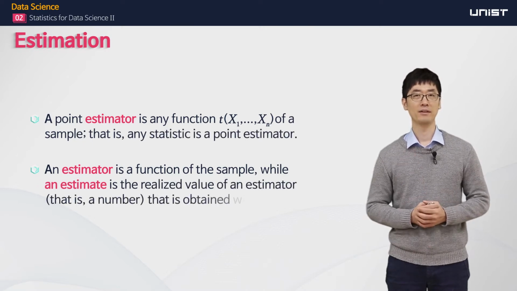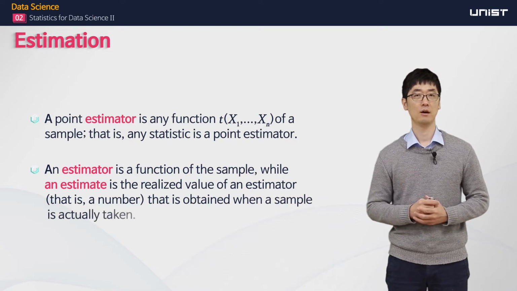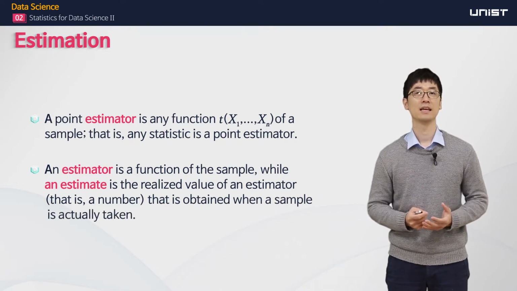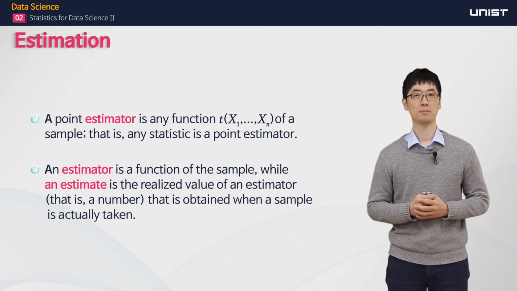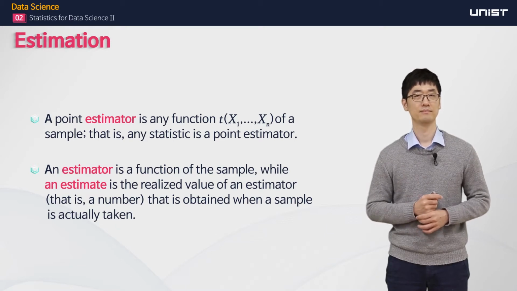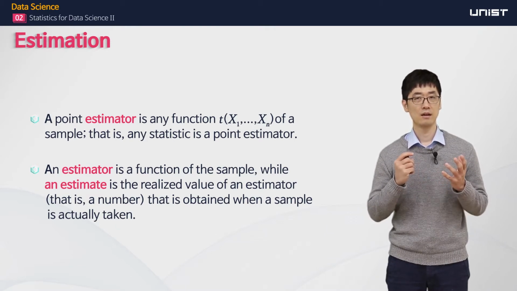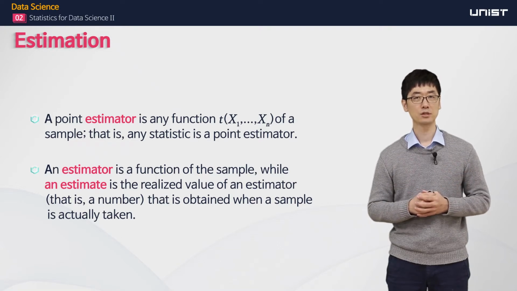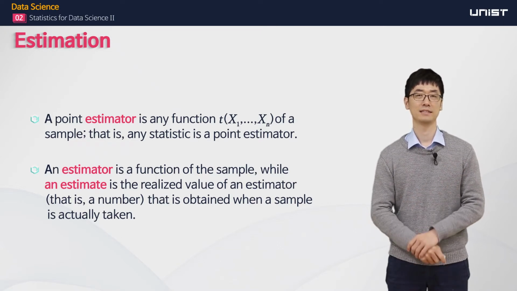A point estimator is any function t of a sample. That is, any statistic is a point estimator, while an estimate is the realized value of an estimator. That is, observed when a sample is actually taken or realized.